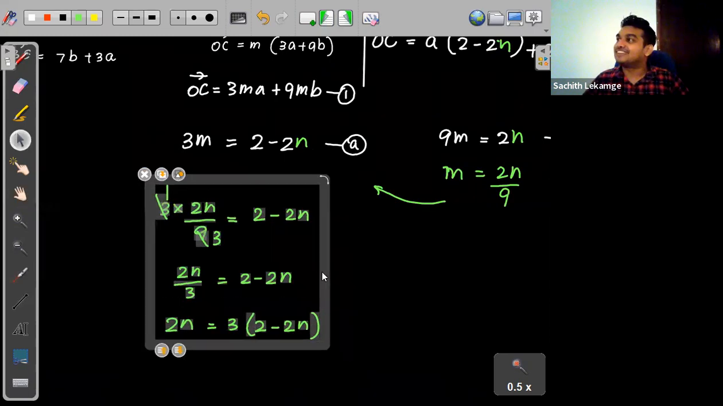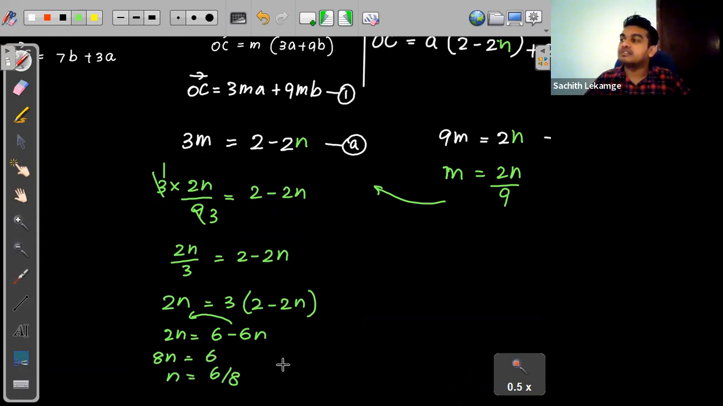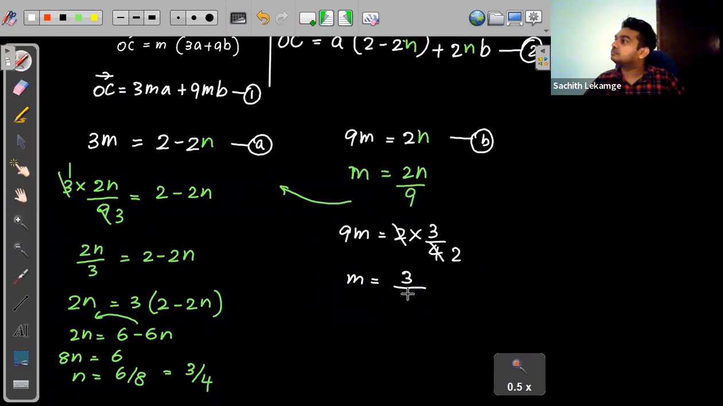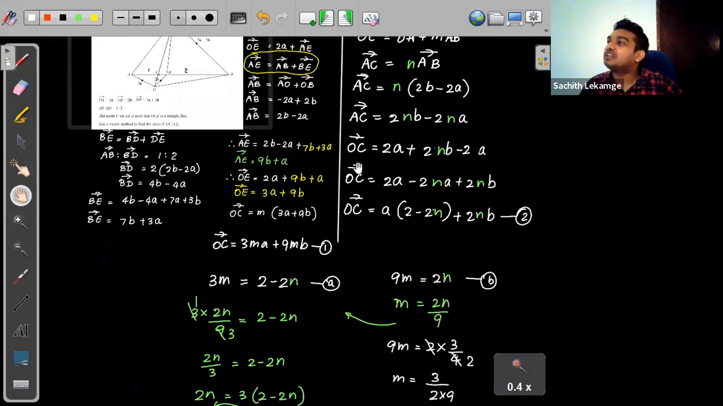Okay, so here then I can get 2n equal 6 minus 6n. If I bring 6n over here, 8n equal 6, in other words n equal 3 over 4. Then I can get the value of m: 9m equal 2 into 3 over 4, 2 to 1, 4 to 2. m equal 3 over 2 into 9, that is 3 over 18, m is 1 over 6, right? Okay, so m value we know.